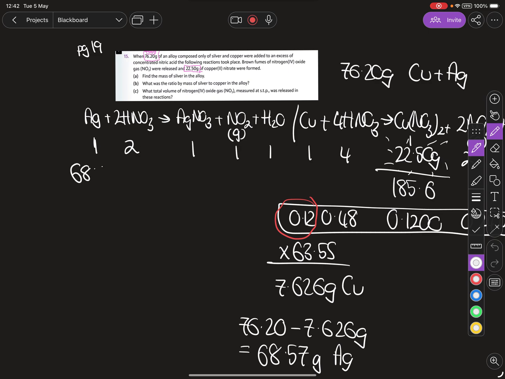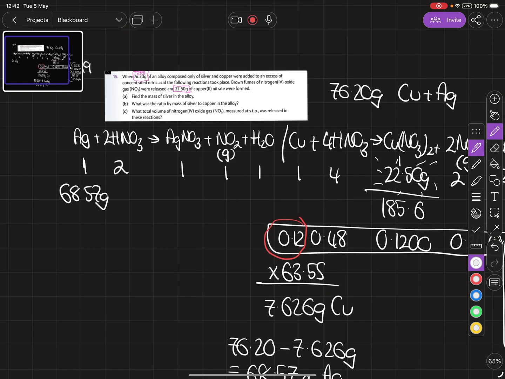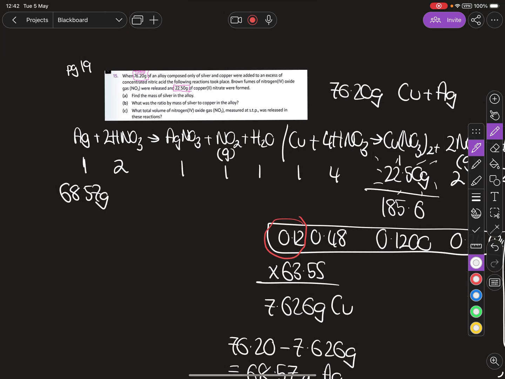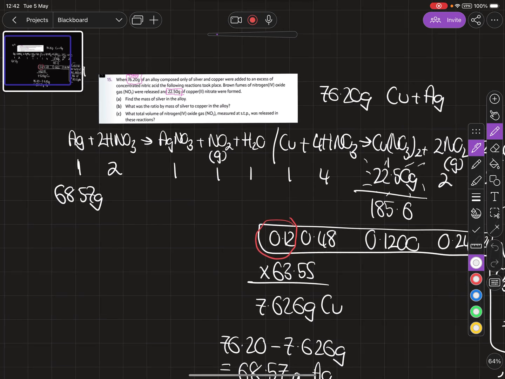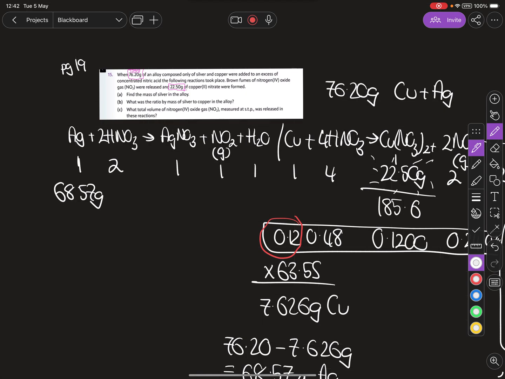So I now have a piece of information for this left side of the equation. 68.57 grams. Question A asks me to find the mass of silver in the alloy. So I need to turn these grams, we've just done that. So this is the answer to A.